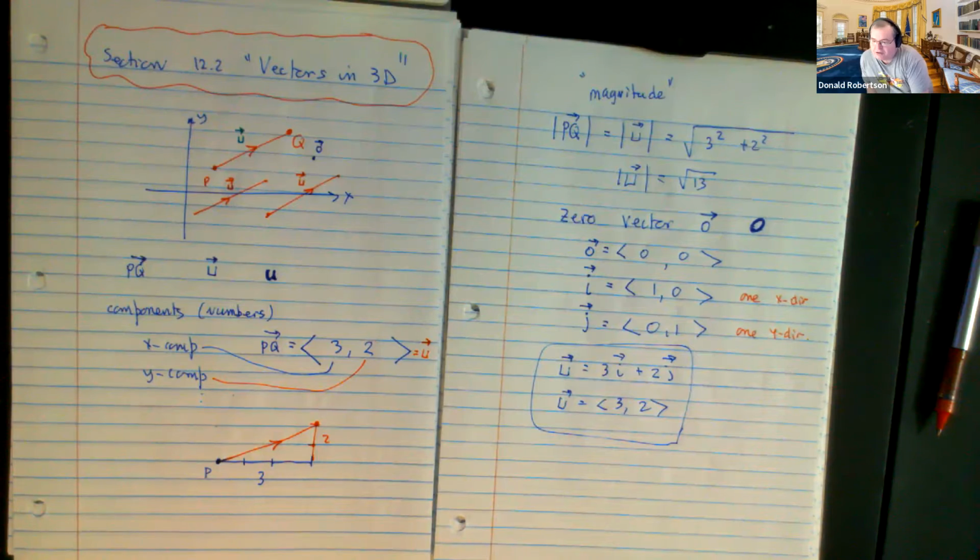Still good? Got a zero vector. We've got one in the x direction called I, one in the y direction called J.